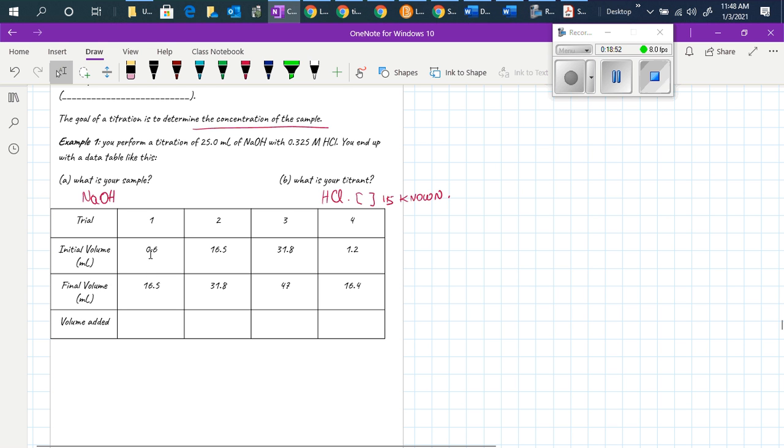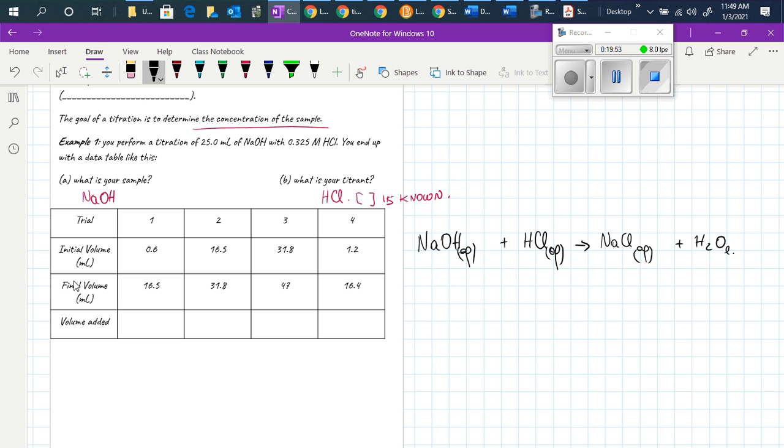Now, the information that you get is something like this. For the first trial, you start with 0.6 and then go to 16.5, and then the color of the indicator is changing. And then you go to the second trial, starting at 16.5 and going down to 31.8. And then the third trial, and so on. Okay, so the very first step is, let's write a balanced chemical reaction. What do we have with the information that is given? Sodium hydroxide is reacting with hydrochloric acid to produce, we know what is produced, sodium chloride and water.